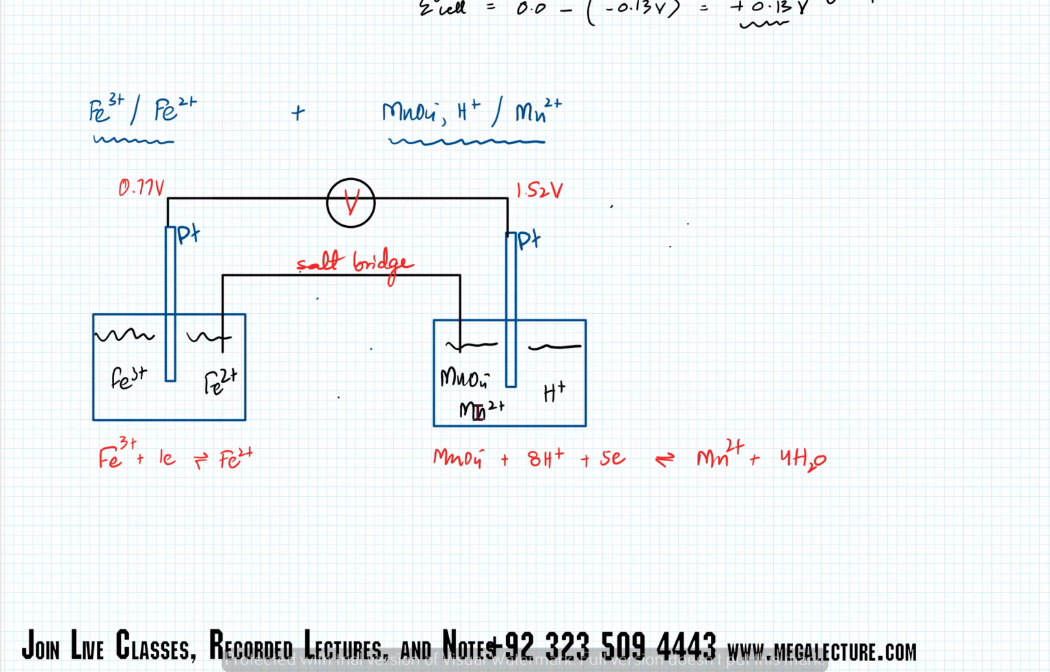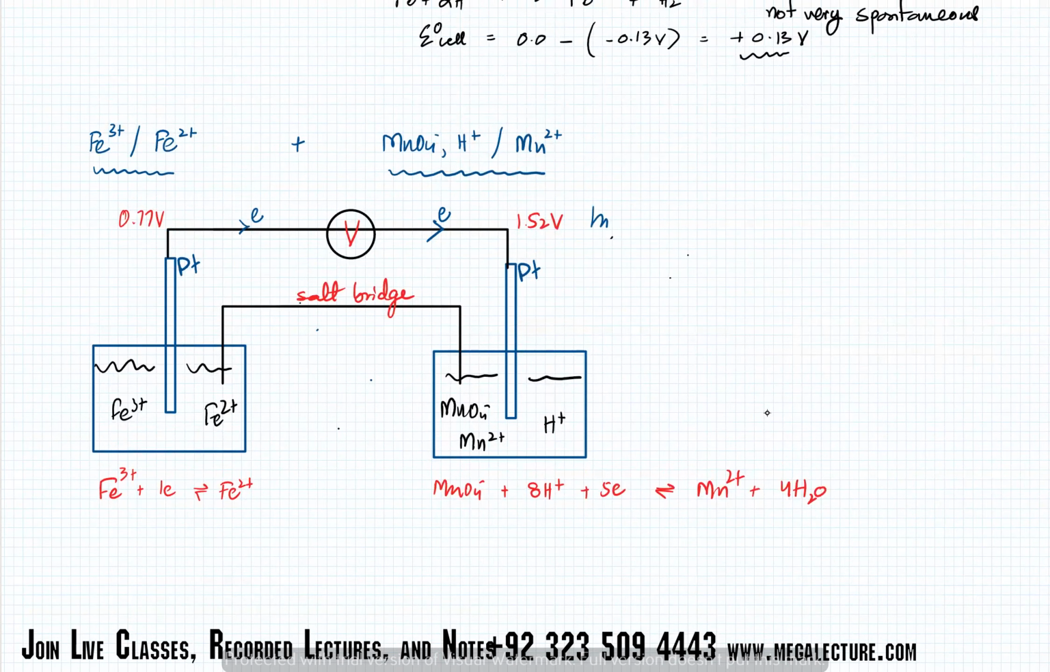Now the next part: where would the electrons flow? Left to right, or right to left? Left to right. So the electrons would flow left to right. This one is your higher potential. Higher gains electrons, so electrons are coming towards it. It's going to gain electrons, so the forward reaction would be favored. It will start gaining electrons.